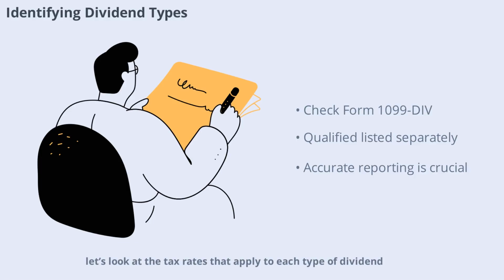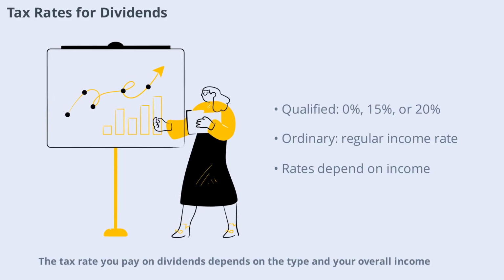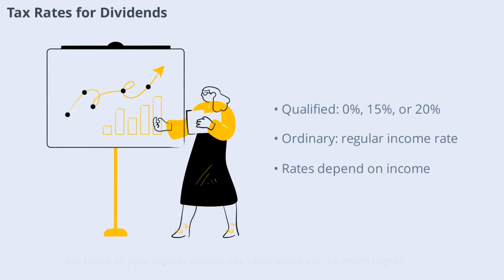Next, let's look at the tax rates that apply to each type of dividend. The tax rate you pay on dividends depends on the type and your overall income. Qualified dividends are taxed at long-term capital gains rates, which are 0%, 15%, or 20% depending on your taxable income. Ordinary dividends, on the other hand, are taxed at your regular income tax rates, which can be much higher. Knowing which rate applies to your dividends can help you plan your investments and tax payments more effectively.